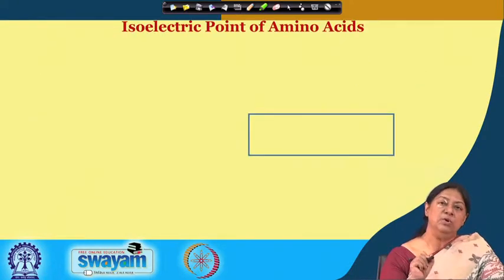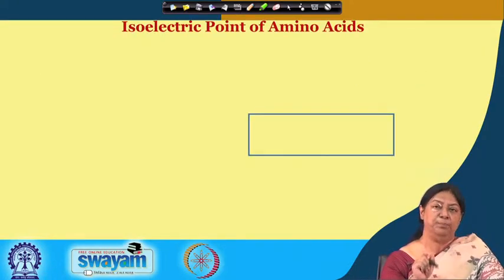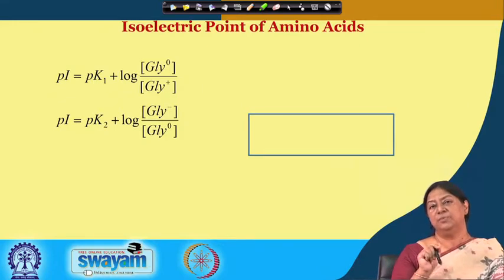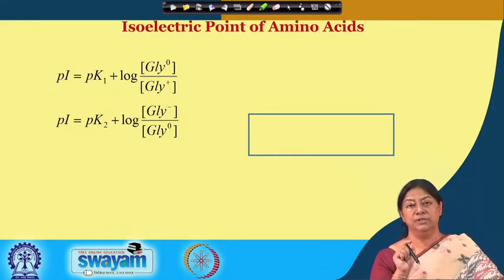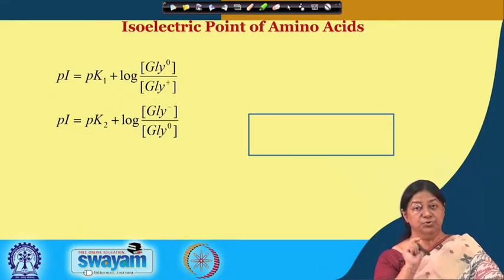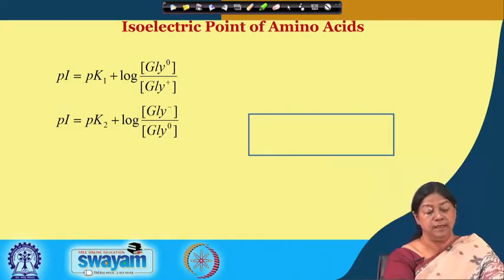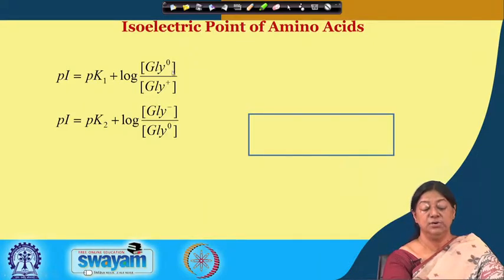In our next step, we look at what is called the isoelectric point of amino acids. What do we mean by an isoelectric point? We have an isoelectric point where the charge on the amino acid is 0, it is neutral, which means that it does not move in an electric field. We found that this pI has to be equal to the pH, then the pI is equal to pK1 plus log of Gly 0 over Gly plus, where Gly plus was the acid and this was the conjugate base.